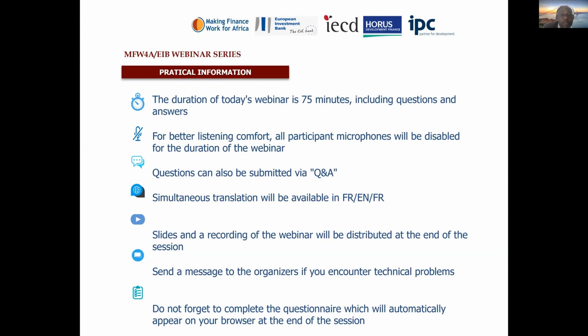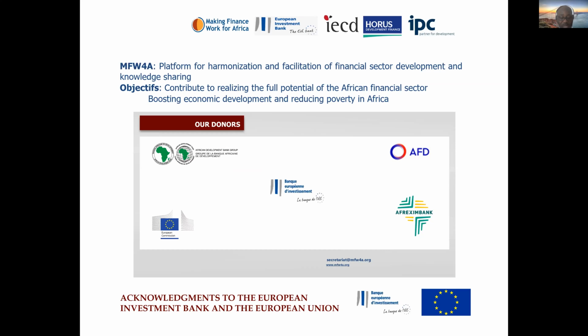Very quickly on Making Finance Work for Africa, it is a platform for facilitation and harmonization of initiatives that are related to financial sector development on the continent. It is hosted by the African Development Bank. The secretariat is hosted by the African Development Bank in Abidjan. Our mandate is to unleash the potential of the African financial sector to drive inclusive and sustainable economic development on the continent. We usually use as the main tools advocacy, knowledge management, and networking. We work along 4 main streams that are inclusive and alternative finance, banking and sustainable finance, trade finance, and long-term finance.